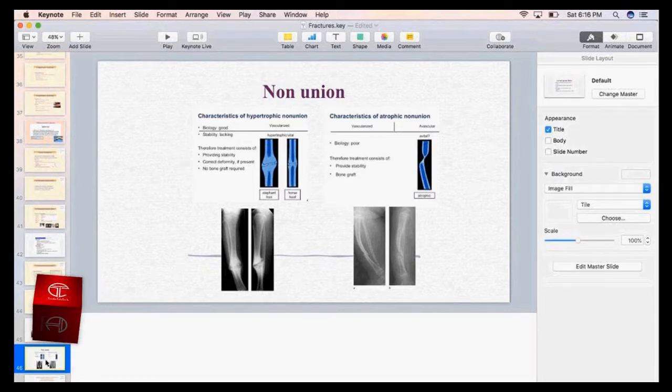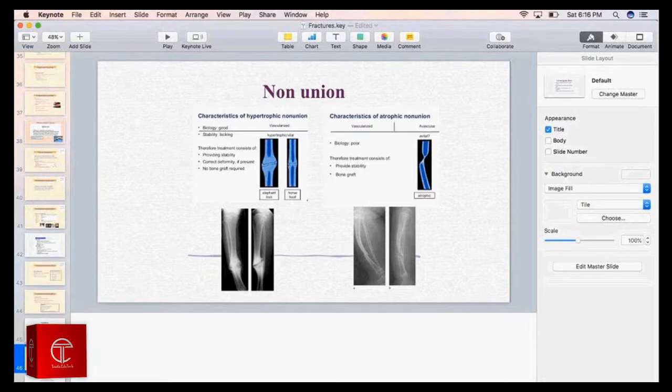Another area of non-union is a scaphoid fracture. Scaphoid waist fracture, again the blood supply is coming from distal to proximal. So when there is any fracture, the chance of non-union and avascular necrosis is very high in the proximal region. Another area is a talus fracture. So these are the three areas where non-union incidence is very high when there is a fracture, even if it is an undisplaced fracture.